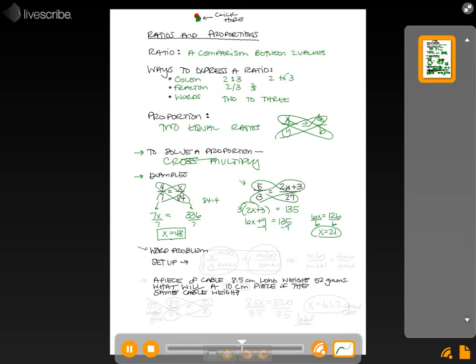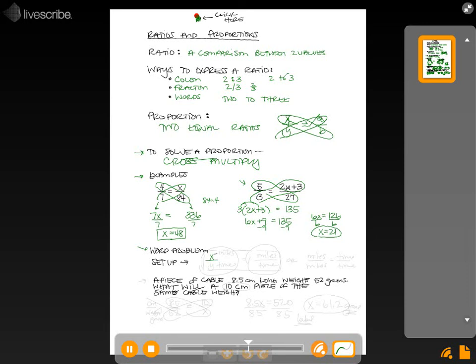Now, last thing we're going to look at here is a word problem. And for our word problem, there's a key step. Obviously, you're going to read it. It's going to have words and numbers. You've got to decide what goes where. But the key step in the setup, when you're setting up your proportion, because you're going to have to do that on your own, is to make sure that the parts go in the same place.